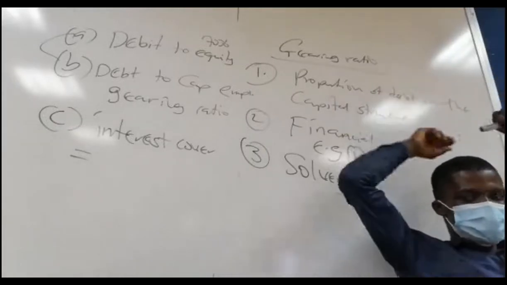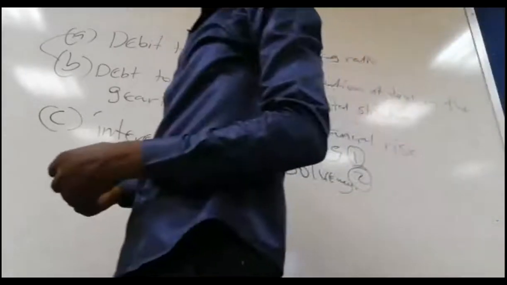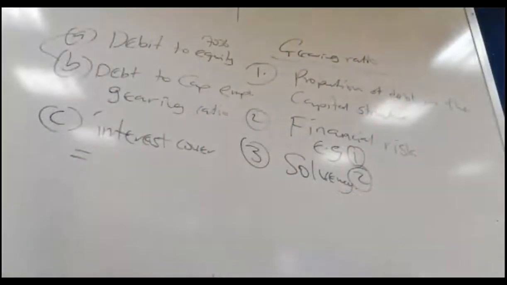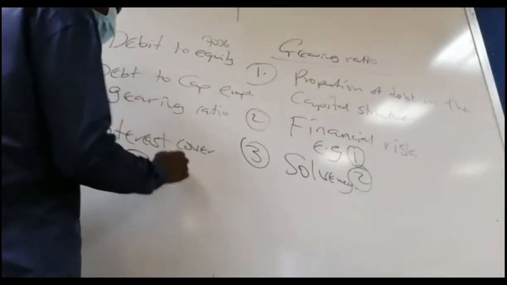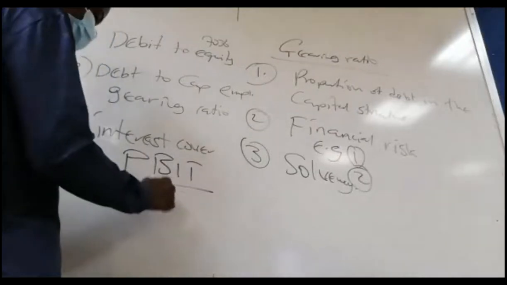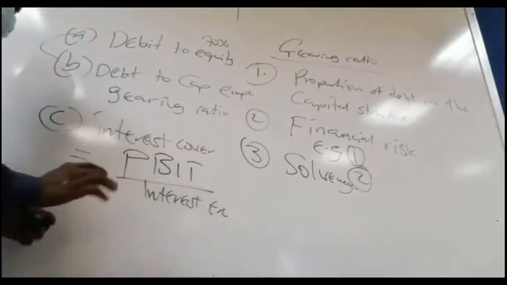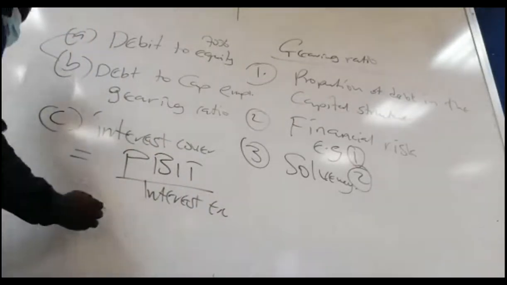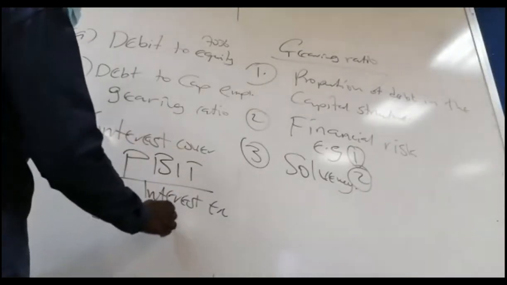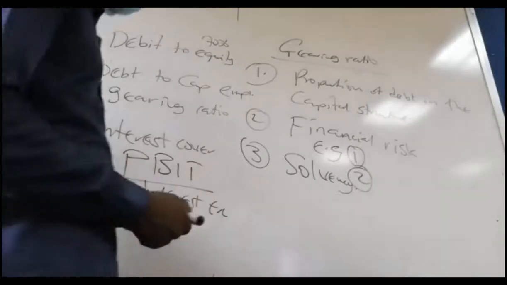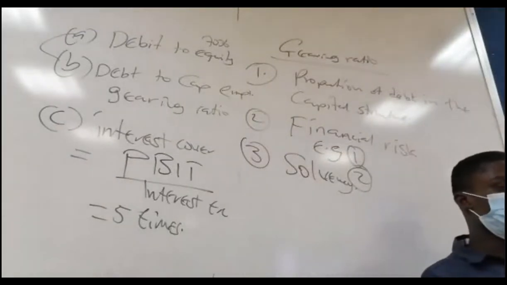Just like the liquidity, here it is equal to your profit which is available to pay the interest. Which profit is available to pay the interest? That's the profit before what? Interest and tax, the PBIT, all over the interest expense, which is the same as finance cost. We don't multiply by anything. We leave the answer in what? Just in times. So if you get 5, put 5 times here. If you get 4, you say 4 times.